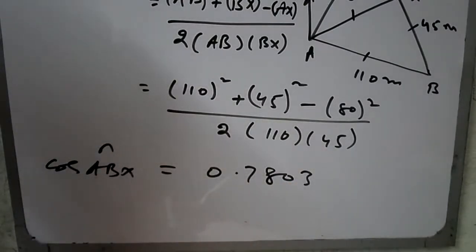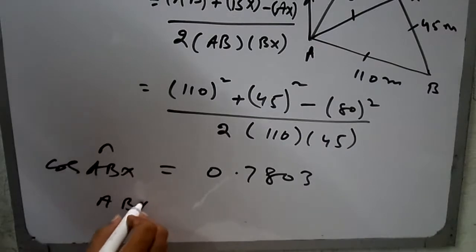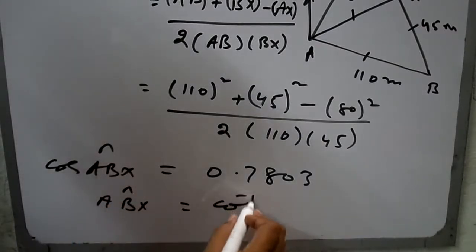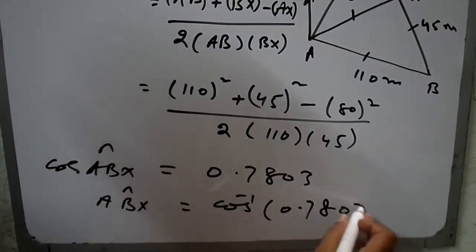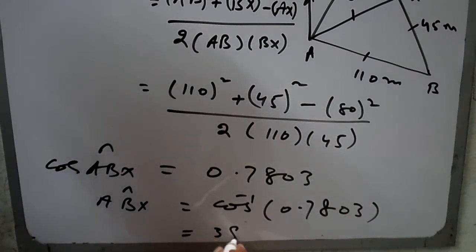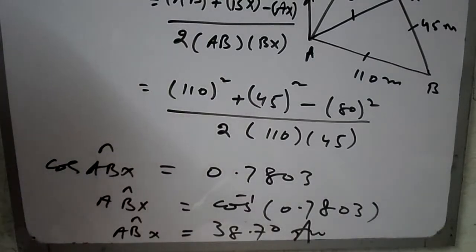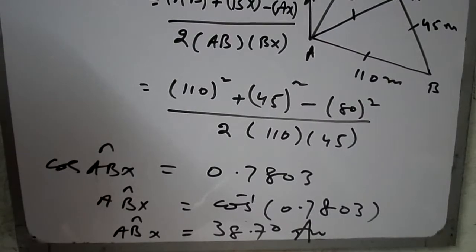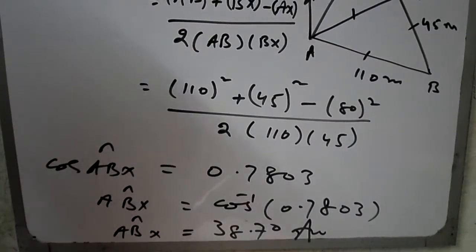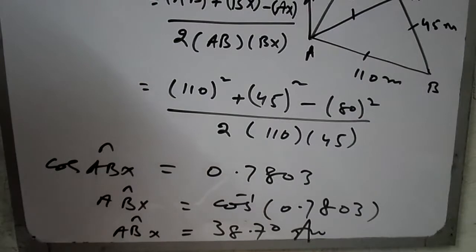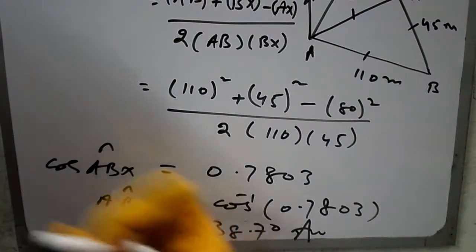So by using a calculator, but we need the value of ABX. So cos inverse 0.7803. So the value is 38.7 degrees. So that is your value of ABX, 38.7. So that is your required result in part A. But still we have to find the value of part B, because in B the bearing of C from A, it means we have to find the angle A. We have to find the angle A.